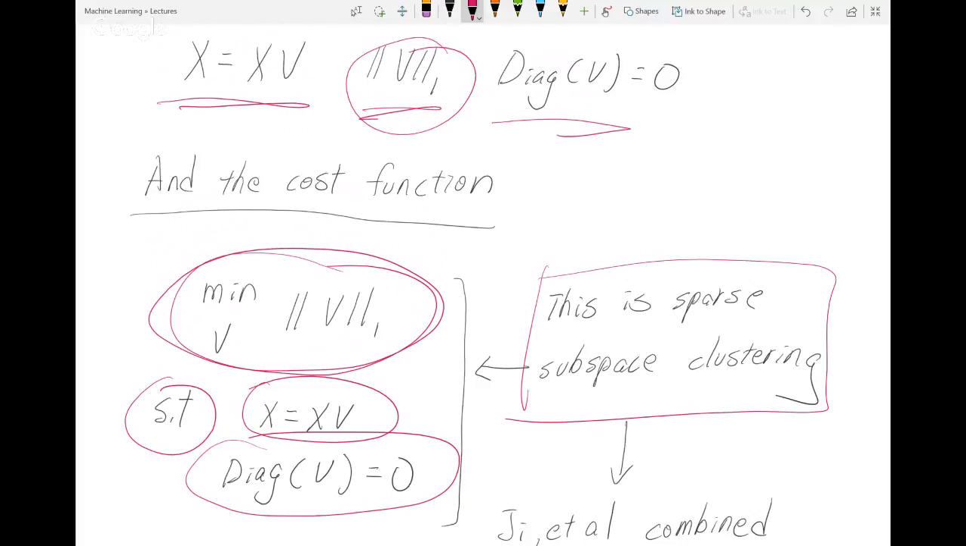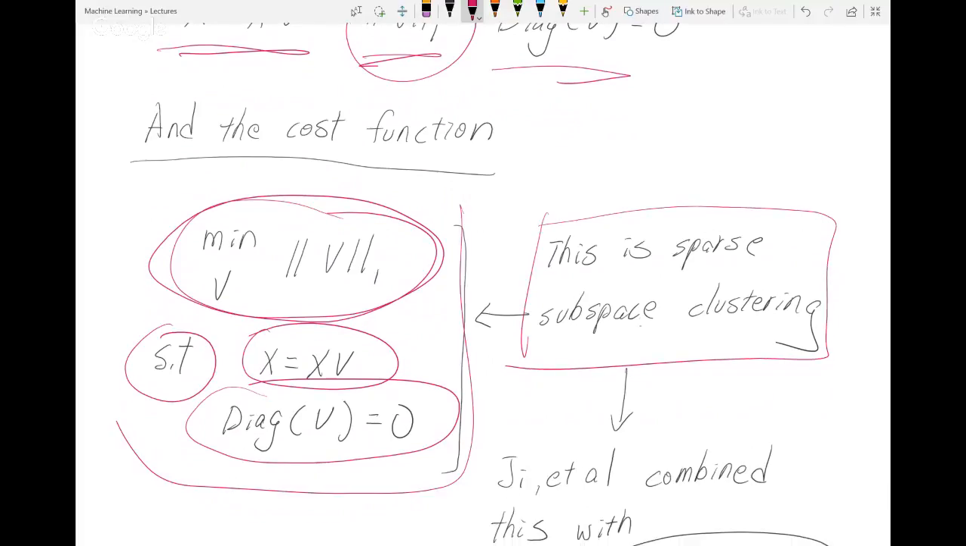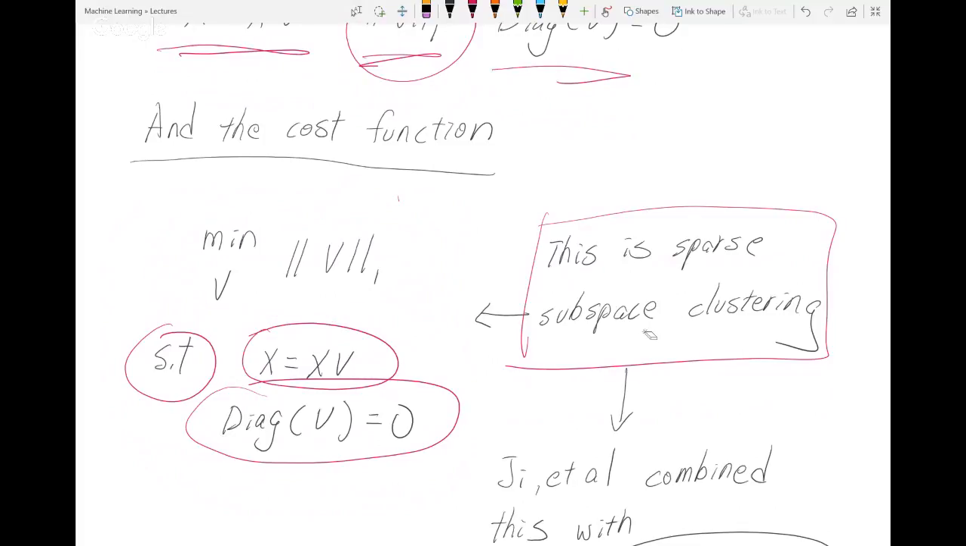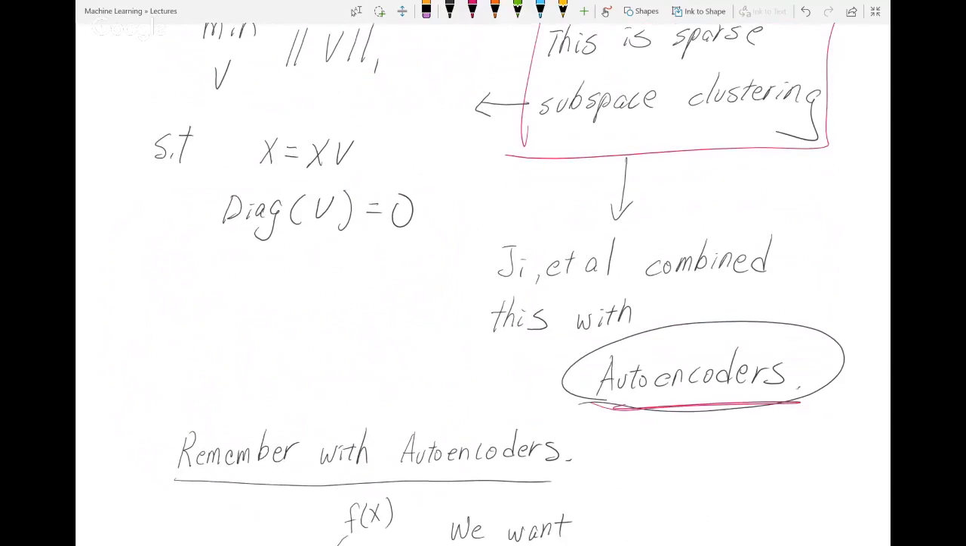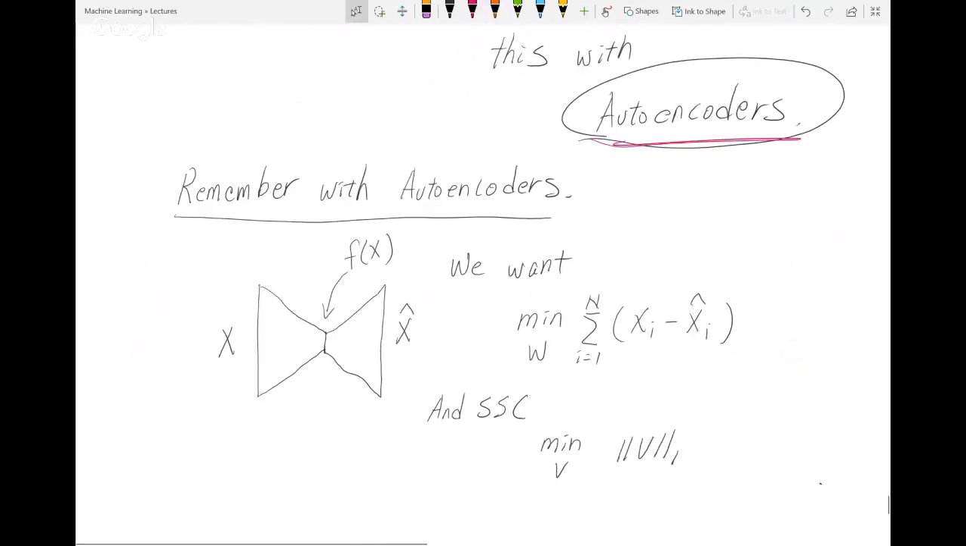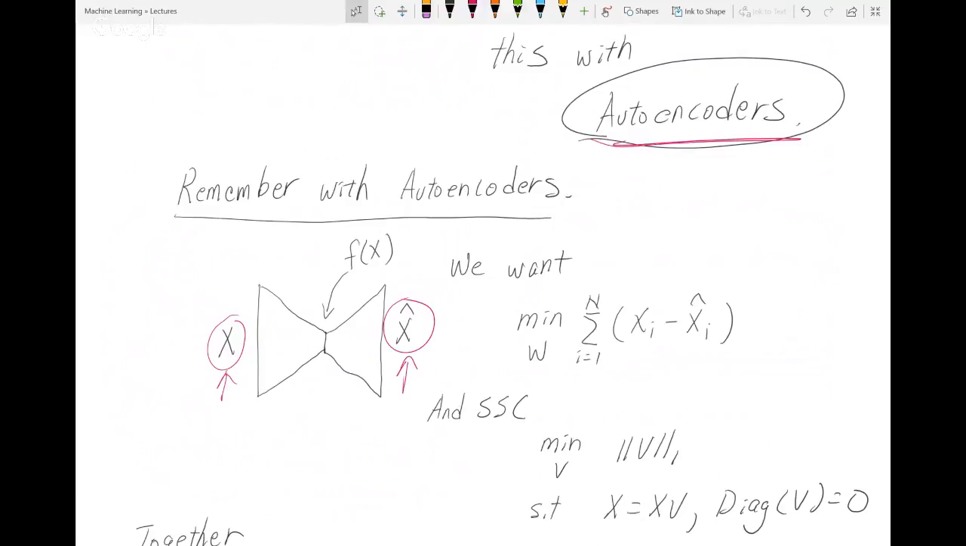And now that you understand sparse subspace clustering, take a second and see if you can guess how this was later on included with autoencoders, right? Just take a second, look at it. How can we combine this with autoencoders? So, autoencoders. Now remember, autoencoders, we have the input and output. We want the input and the output to be the same. And over here is the compressed version.